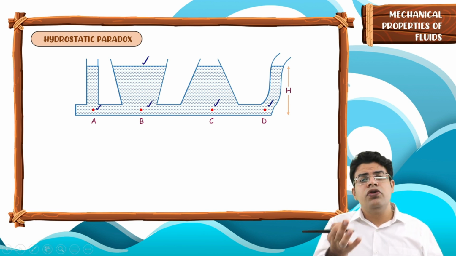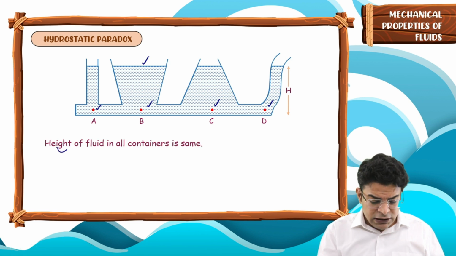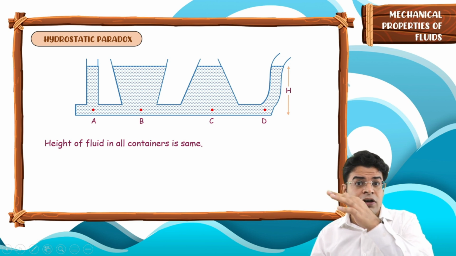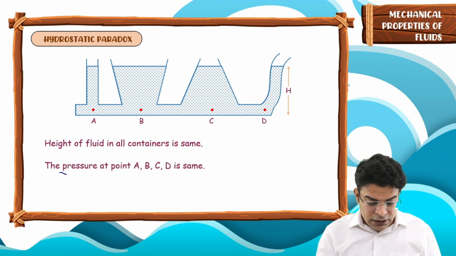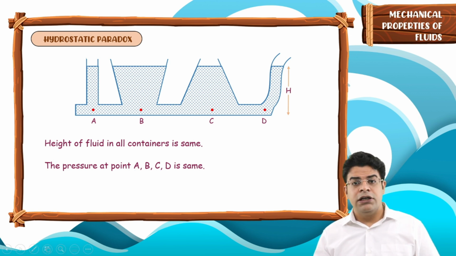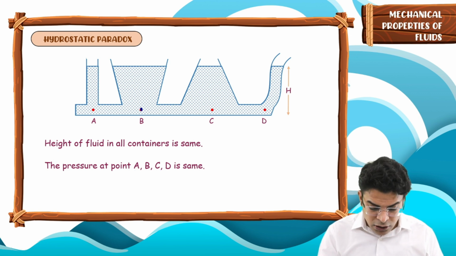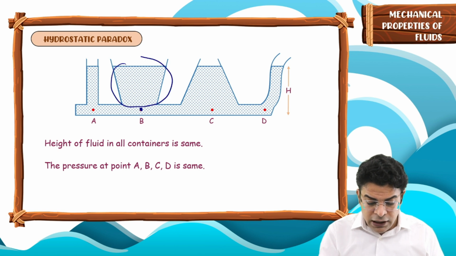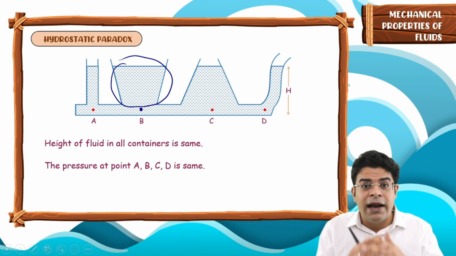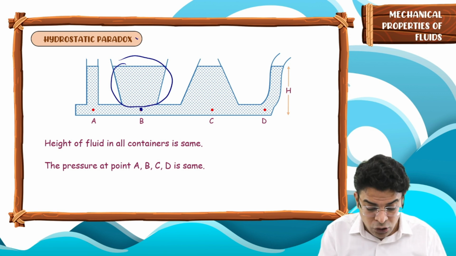So what do you need to know? Two simple things. First, the height of fluid in all the containers will be the same because you are pouring in the same type of fluid. Second, the pressure at points A, B, C and D is the same. Somebody might think that there is more fluid above B, so there has to be more pressure at B, and that is what creates the paradox.